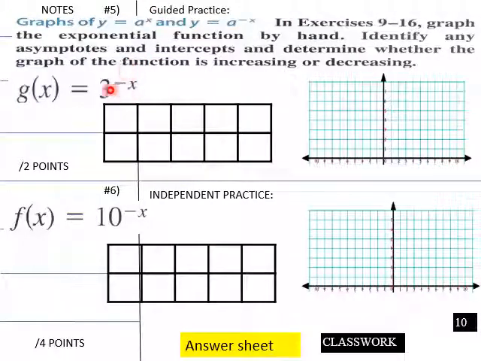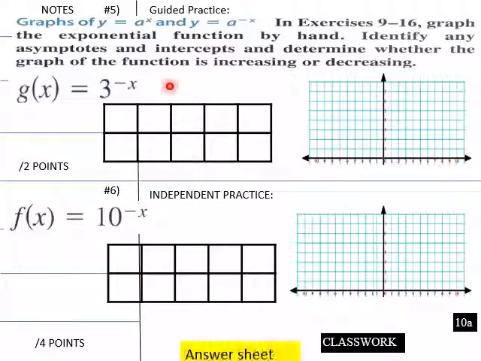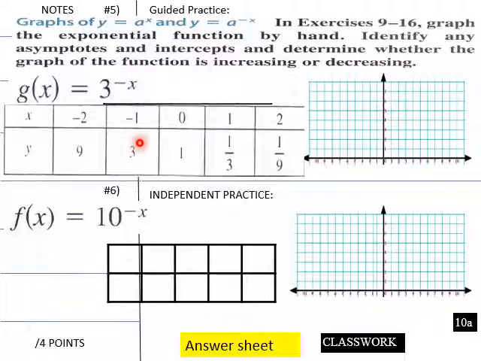So I've got practice. 3 to the negative x, graph that. So I'll guide you through now. And then yours is 10 to the negative x. Here's your table for that. So up here, 3 to the negative x, here's our table. This is showing 5 values of x. You don't even really need that, but that's nice though. 0, 1, 1 is 1/3, and 2 is 1/9.